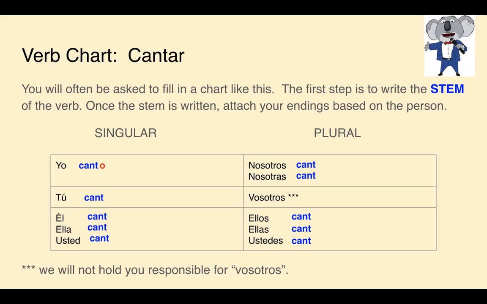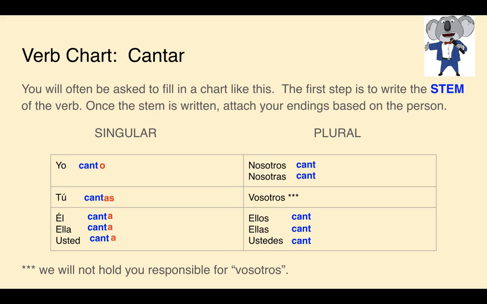So yo canto, I sing. Do the tú form. Tú cantas, you, the informal you, sing. Él canta, he sings. Ella canta, she sings. Usted canta, you formal sing. So those are your singular ones.